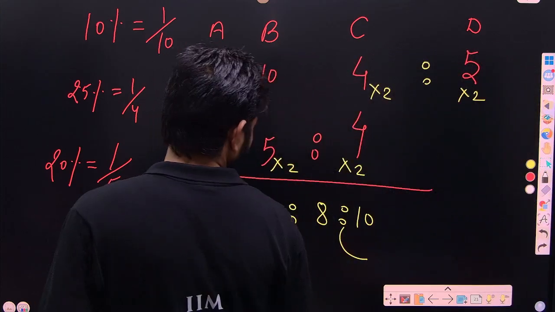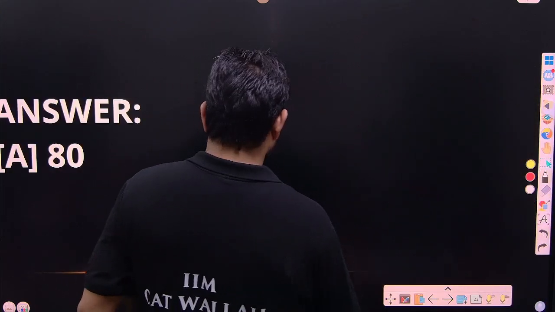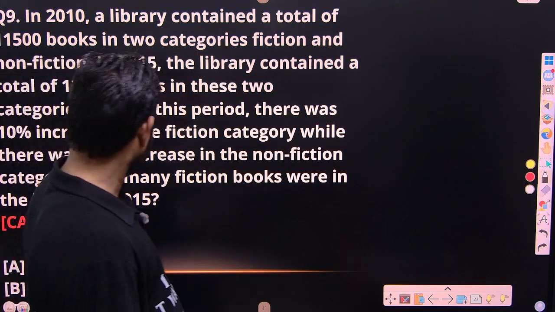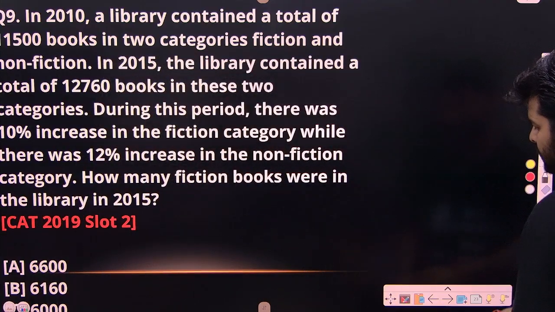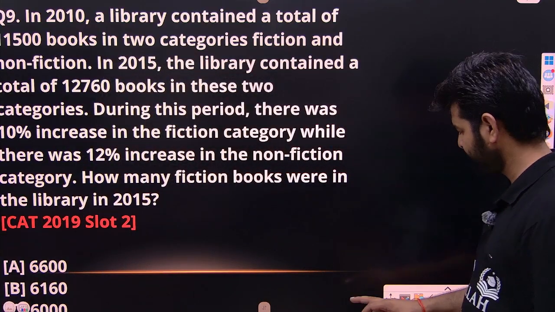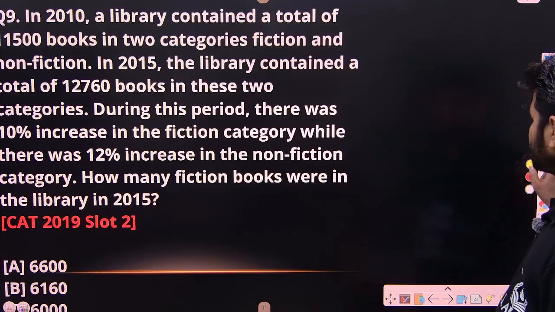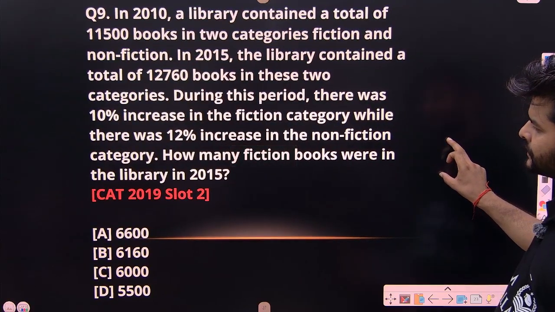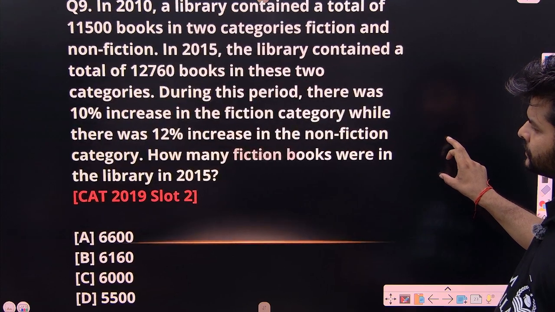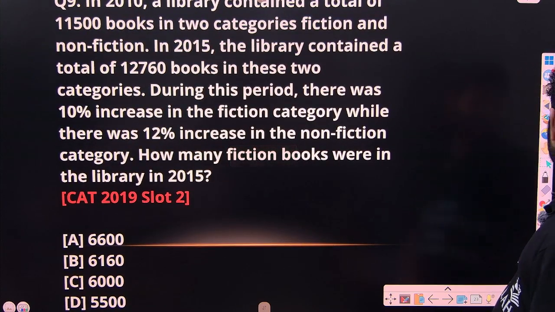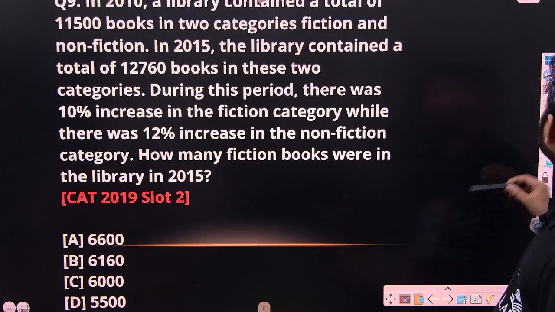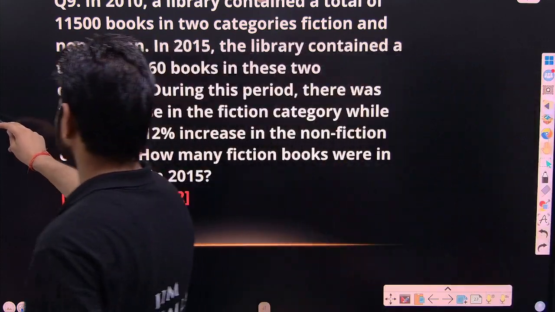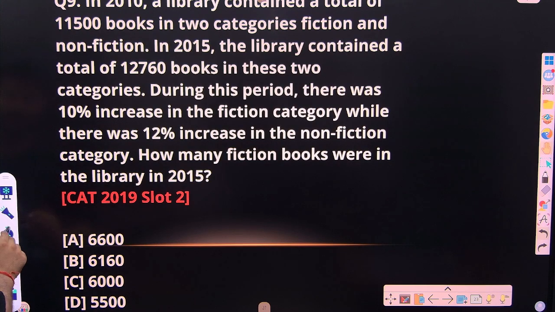Now, the next question. Do it. Take your time. In 2019 again, I've been asked. These are your options. Take your time, guys. Take at least 2 minutes.